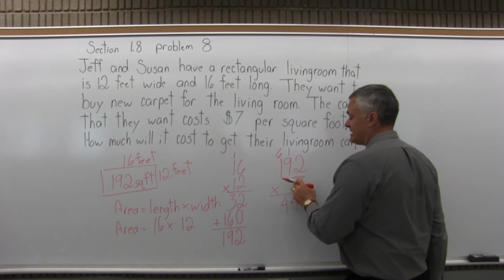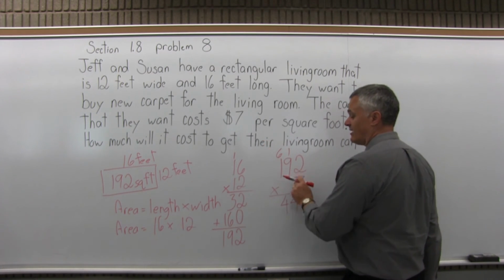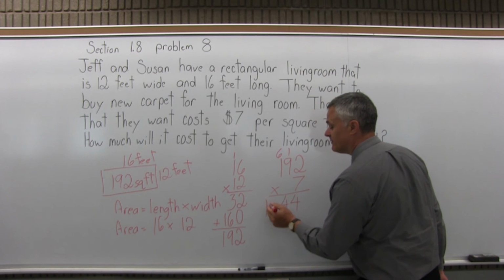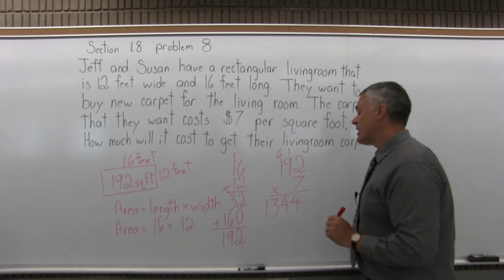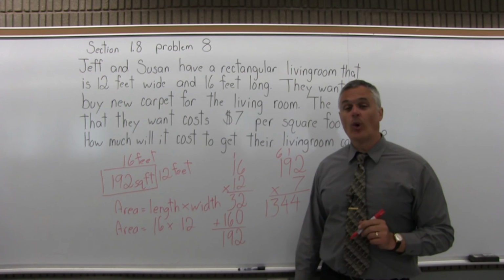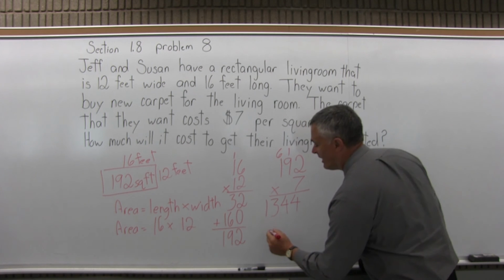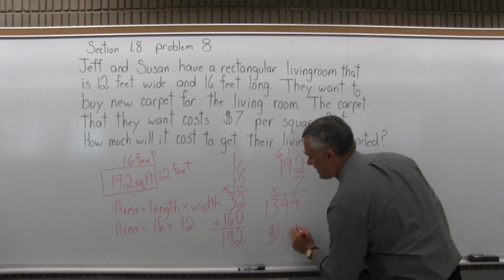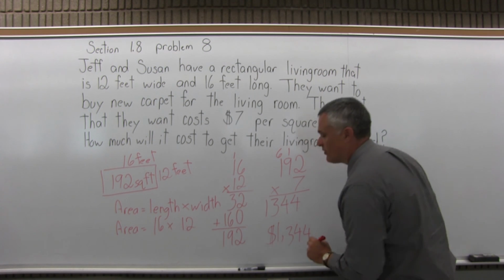So now I'll multiply 7 times 1 and add the 6 that I carried. 7 times 1 is 7. 7 plus 6 more is 13. So the answer I get, 1,344, that will be the price to get the living room carpeted, $1,344.